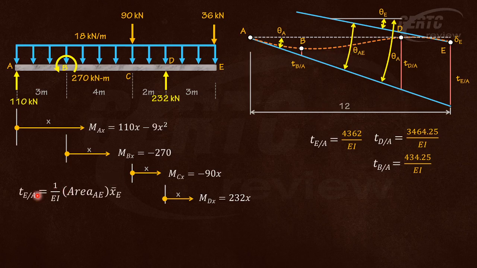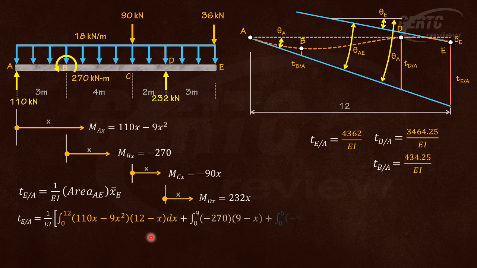Sorry, TEA first. So, TEA will now be the whole span from A to E. It will look like this. I will not use the calculator anymore. I'll just explain how the equation becomes one. The first is this one. The moment arm is 12 minus x. Why 12 minus x? Because this is from E, 12 meters minus x. The limit will be from 0 to 12.